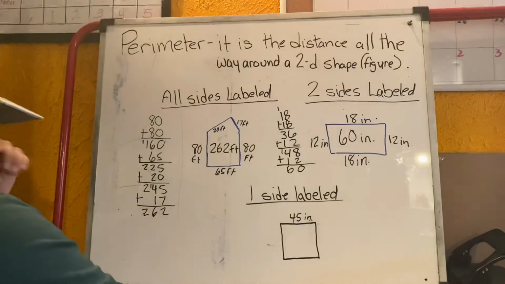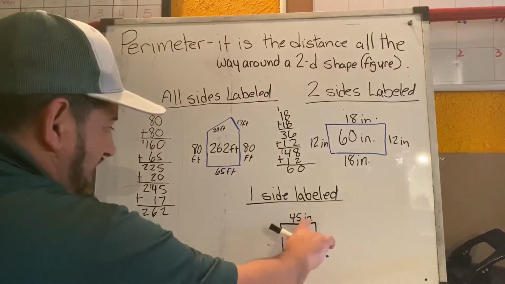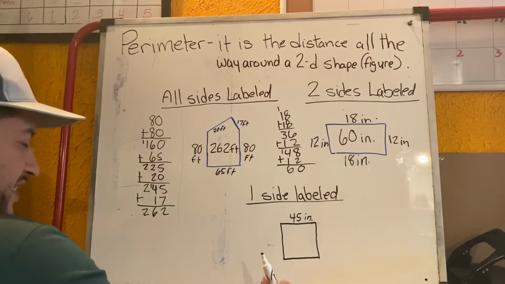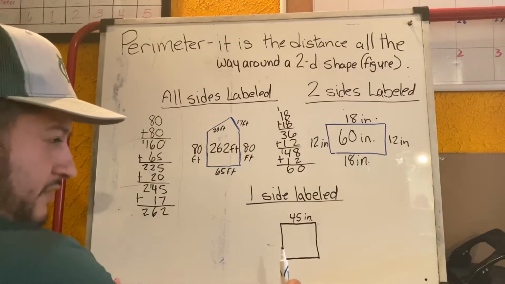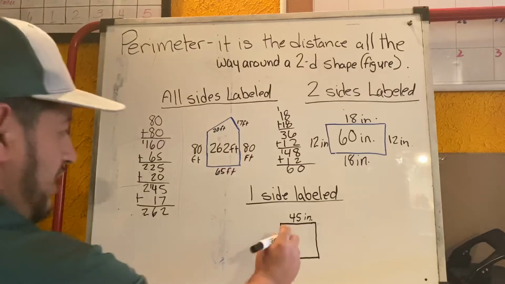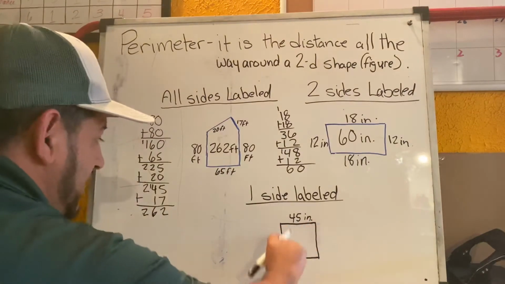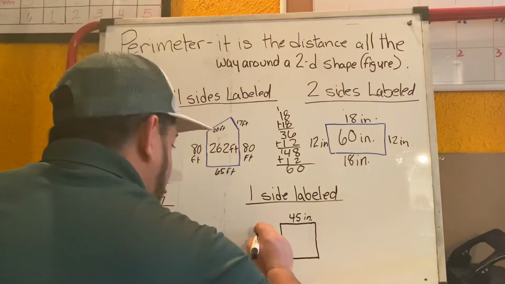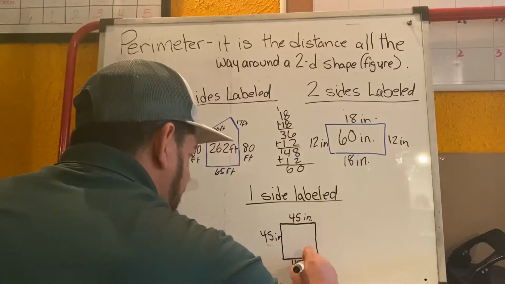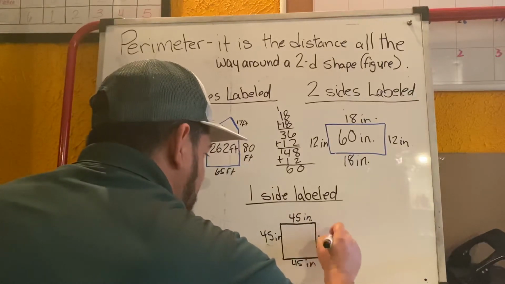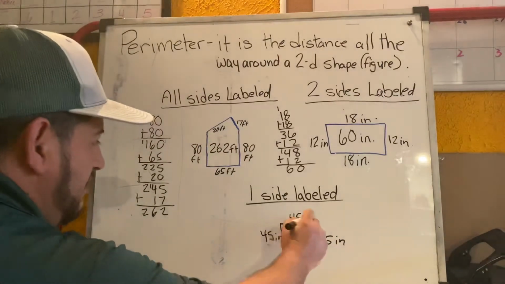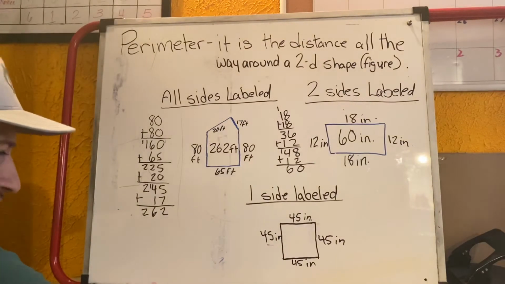Now, we're going to go to our last way we could do this, which is when one side is labeled. Right here, it's telling us that this side is 45 inches. Well, it's a square. What does the square tell you? That it's congruent all the way around. And what does congruent mean? That it's identical, it's the same, right? So if I have 45 inches right here and it's a square, I'm automatically going to know that this side is 45 inches, this side is 45 inches, and this side is 45 inches. You see that? Because in a square, all the sides are congruent. All the sides are the same.